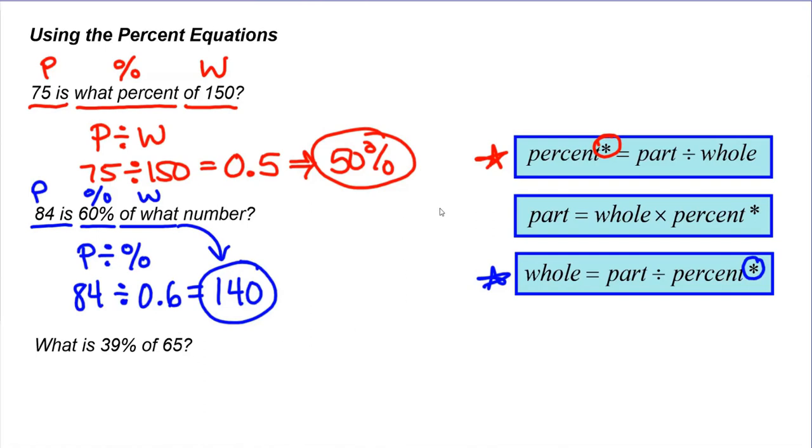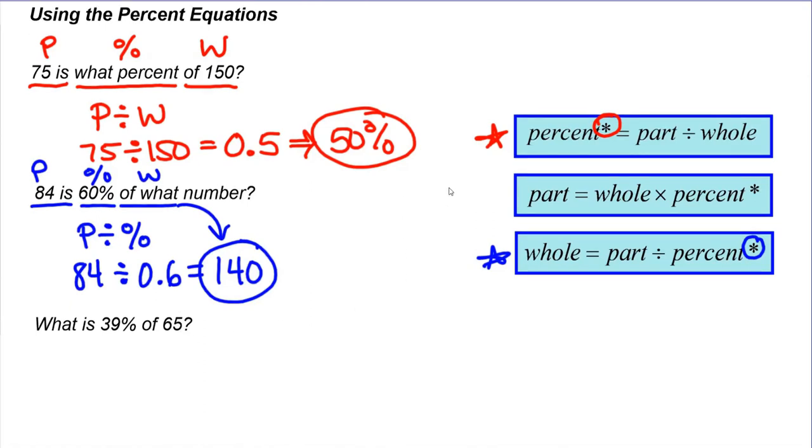So it is faster to use than the proportions, but again, you have to remember those special cases with the percents. You have to write them as their decimal value. And then lastly, what is 39% of 65? What is, so the part is missing. 39% is the percent, 65 is the whole.